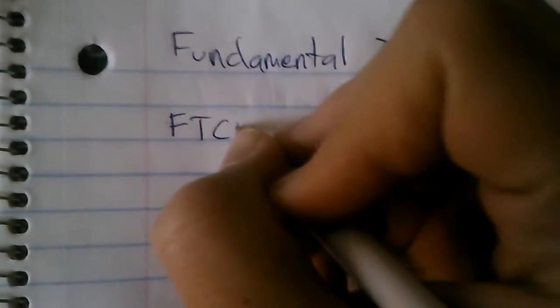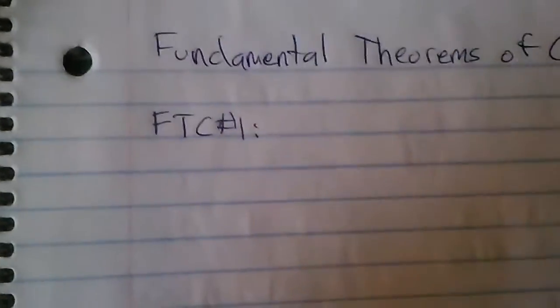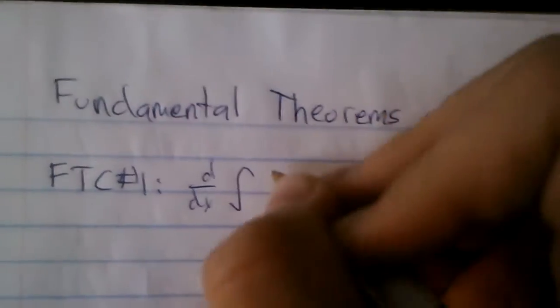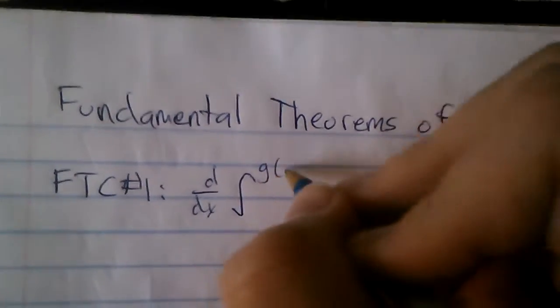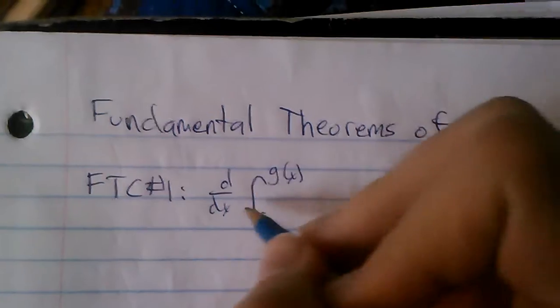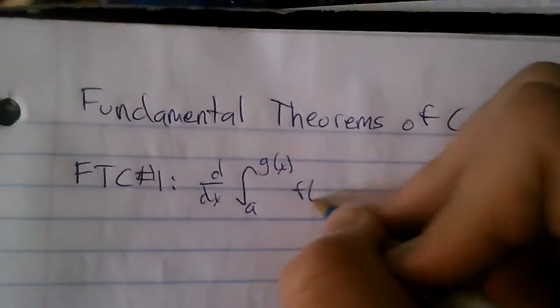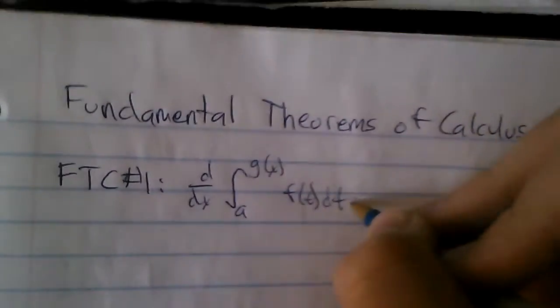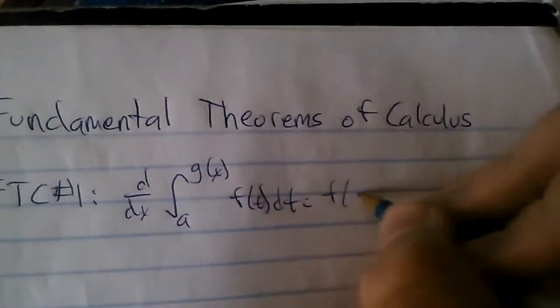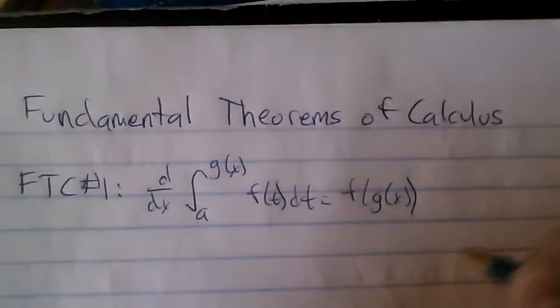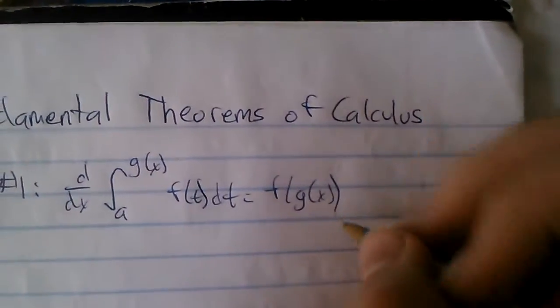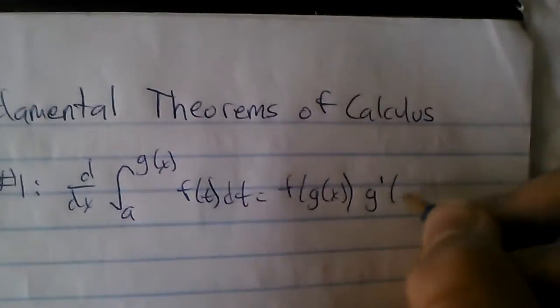So, fundamental theorem of calculus number 1 states that, I'm going to just hammer you with the notation right now and explain what it all means in a second. So the derivative of the integral from a to g of x, where g of x is some function, of f of t dt equals f of g of x, which means g of x plugged into the function f of x, times g prime of x.